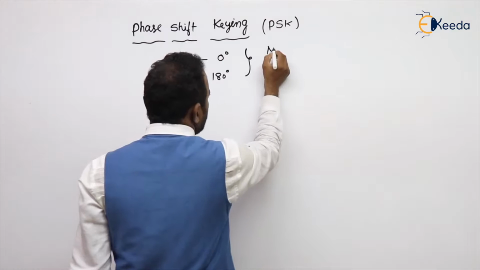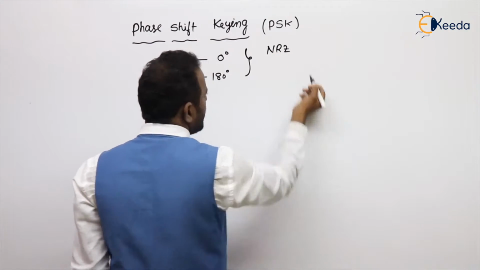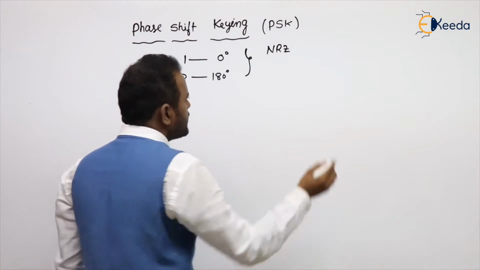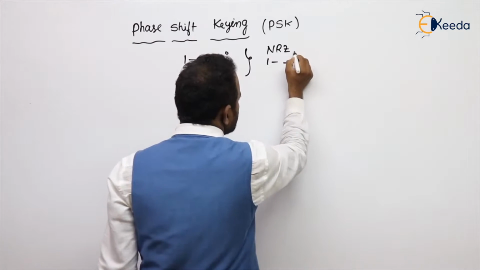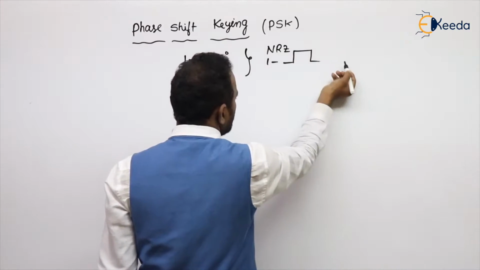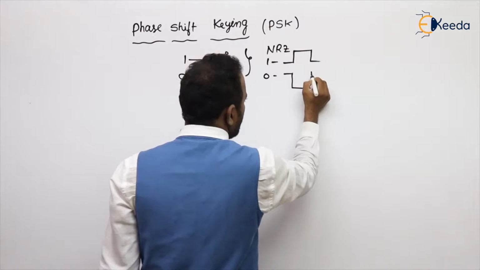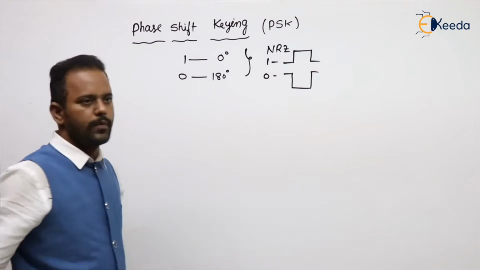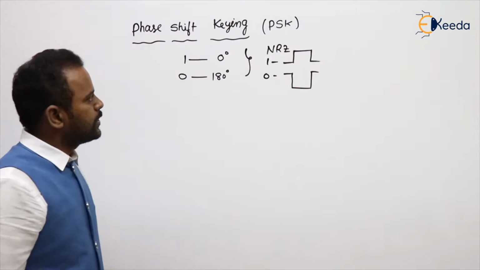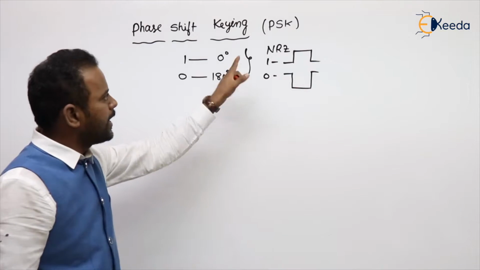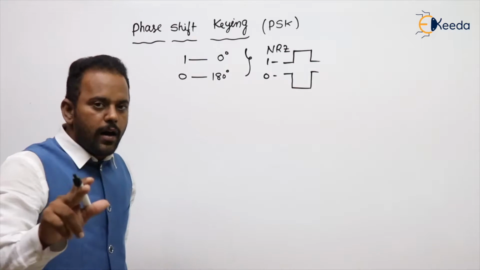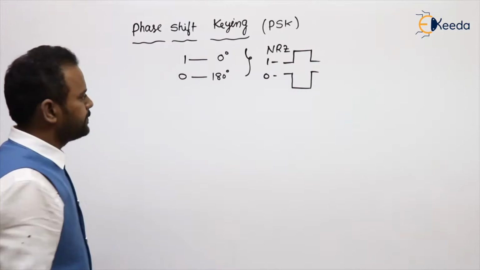For representing the bits, here we are having the NRZ signaling scheme. What is NRZ, sir? Binary 1 is represented with the positive pulse, binary 0 is represented with the negative pulse. 1 with the positive pulse, 0 with the negative pulse. That is NRZ. NRZ means non-return to zero technique.